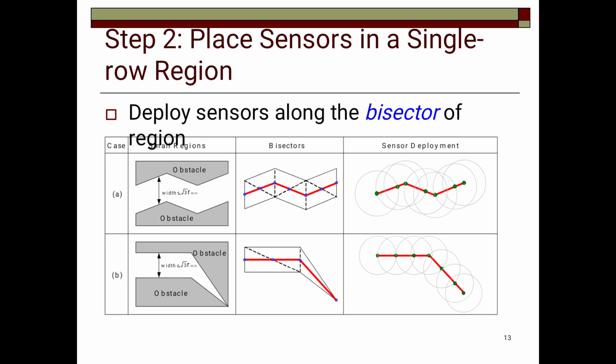You see, place sensors in single row region. Deploy sensors along the bisector of the region. For example, the bisector is shown in the middle figure, and sensor deployment is shown in the last figure, on the right side. The width is root 3 R min. For both, the bisector is first identified, and along the bisector, sensors are kept.